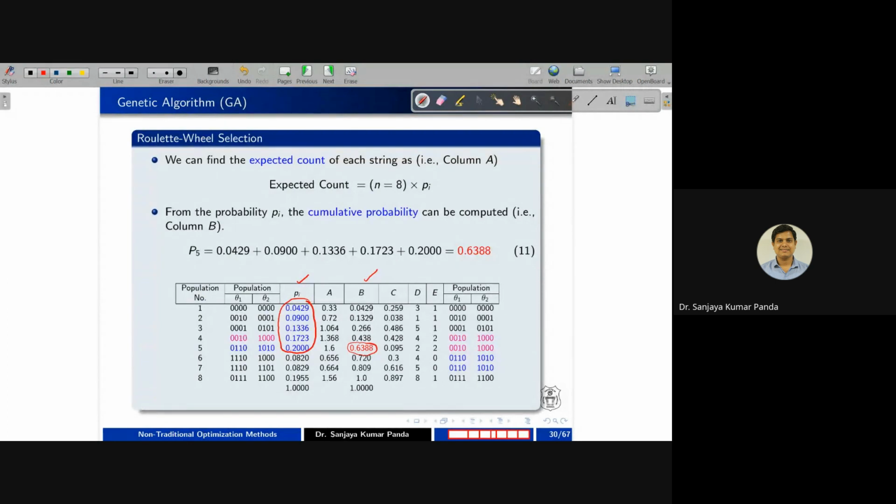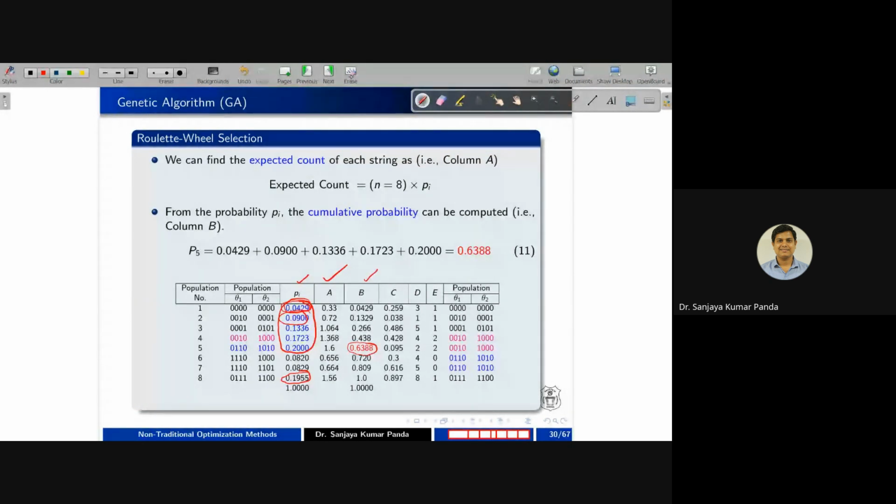Apart from that, roulette wheel selection says we have to calculate the expected count. The expected count is calculated based upon the probability and the number of populations. For example, we know the probability, and we know the number of populations is 8. We multiply 0.0429 by 8. Similarly, 0.0900 is multiplied by 8, and 0.1955 is also multiplied by 8. So you will get column A. Is it clear? Column A and B. A is simply multiplying the probability with 8, B is the cumulative probability.